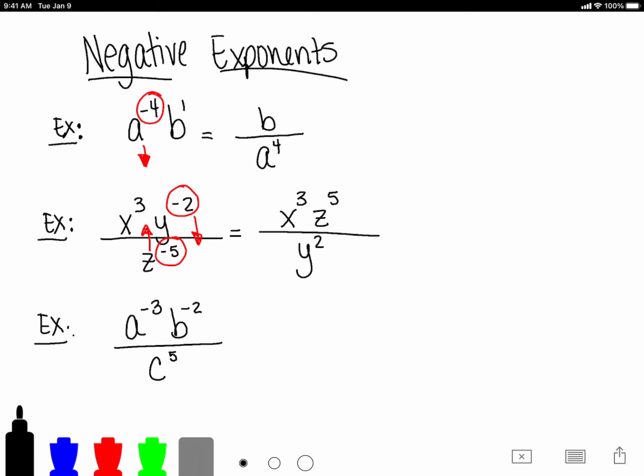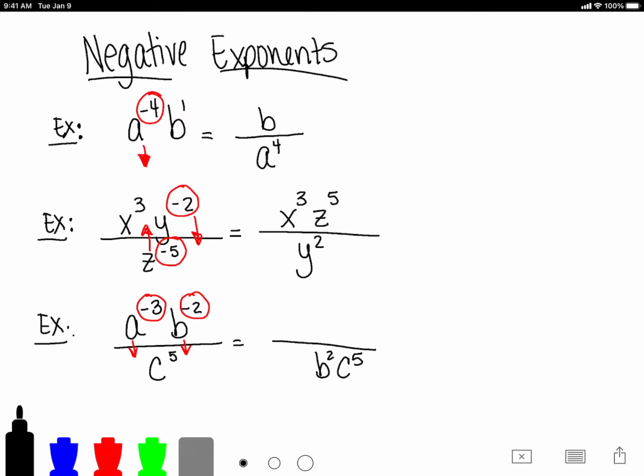And if you notice, I have some negatives here. A is negative and B is negative, and they're both upstairs. So because they're both upstairs, they need to drop downstairs. C is downstairs. C does not move. C will stay on the bottom because it's not got a negative exponent. So the C would stay on the bottom.